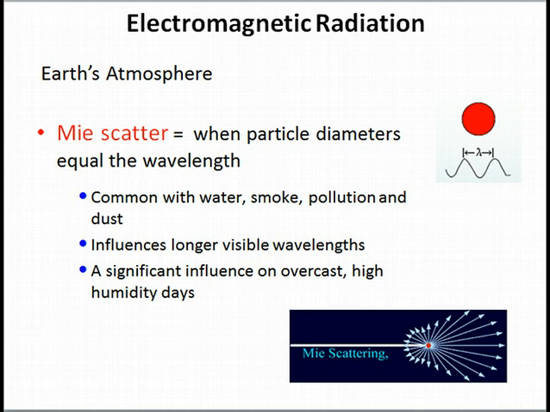But this is very common when you have dust or water vapor in the atmosphere, pollution, smoke. All of these things are about the same size as many of the visible wavelengths. In terms of remote sensing, what this tells us is that when we do have high humidity days or high pollution days, we know that it's not only going to be those shorter blue bands that are going to be scattered, but now we have to also start thinking about our green and our red bands as well that are going to be impacted by the Mie scatter.